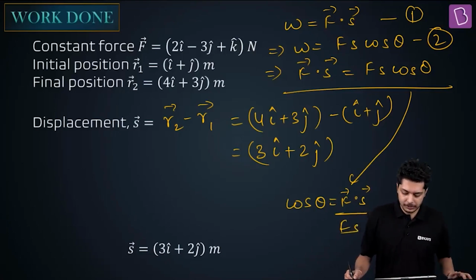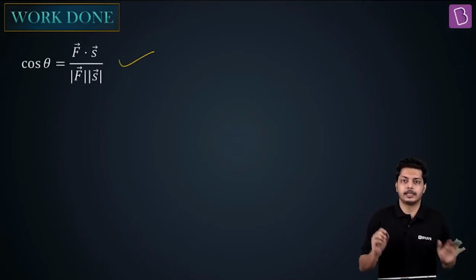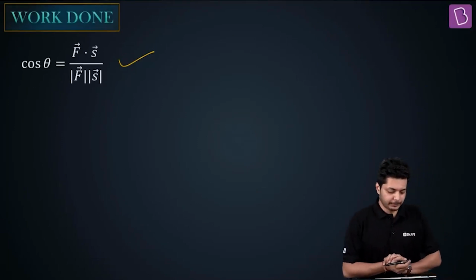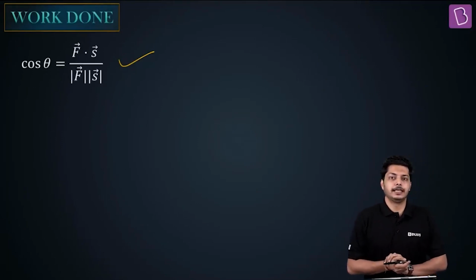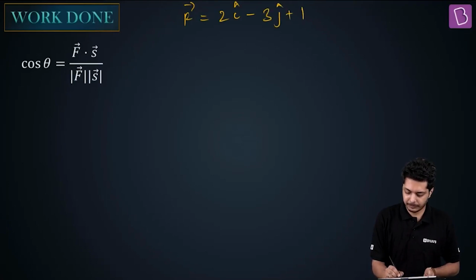So from here we have got that cos theta is equal to vector F dot vector S divided by magnitude of F into magnitude of displacement. F is equal to 2I cap minus 3J cap plus K cap. What is the displacement?